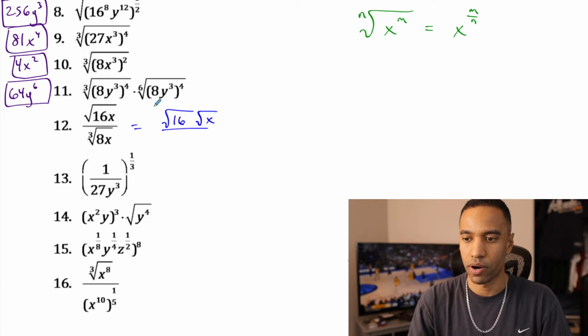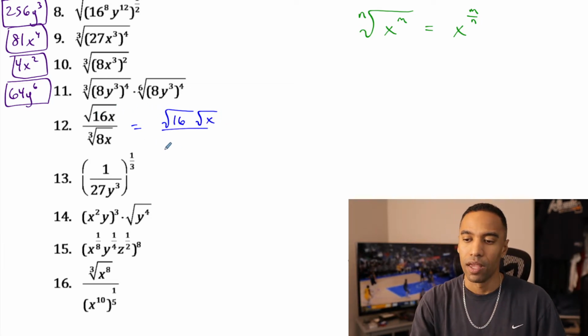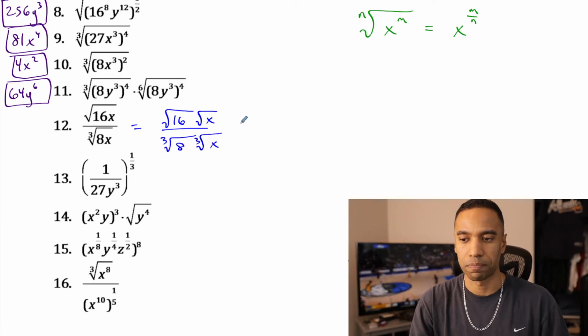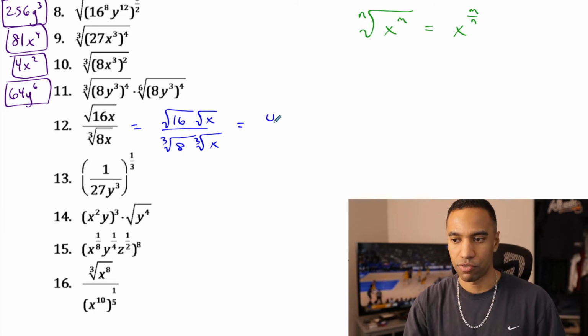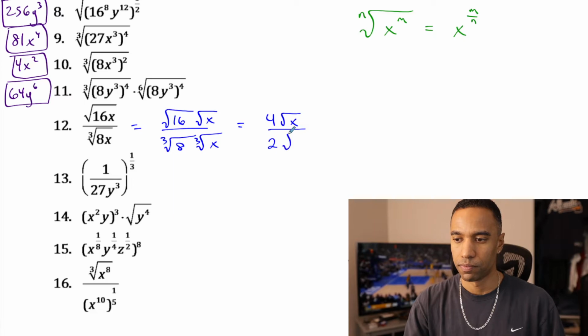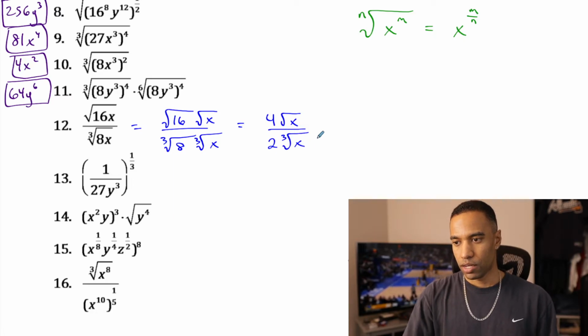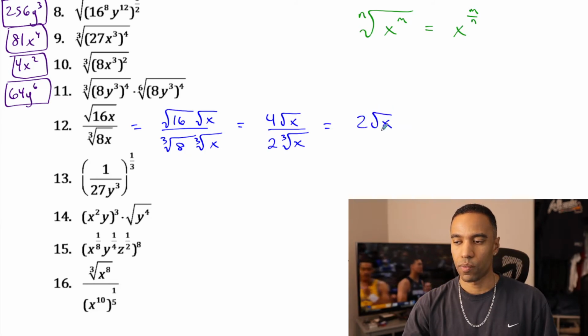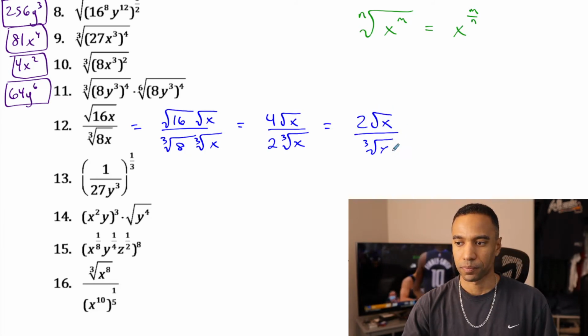Square root of 16 times the square root of x on the top. The cube root of 8 times the cube root of x on the bottom. The square root of 16 is 4, and the cube root of 8 is 2. One might argue that 4 divided by 2 is 2, so one might argue that right here you'd be done.